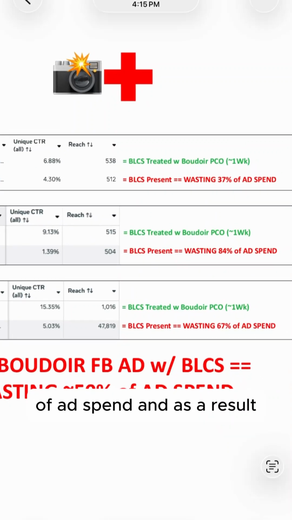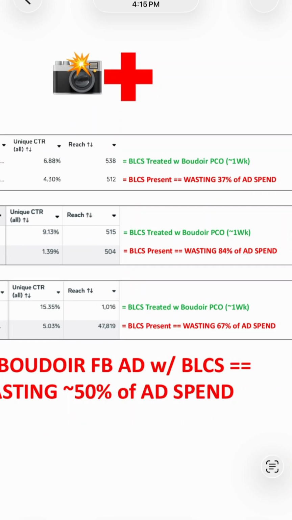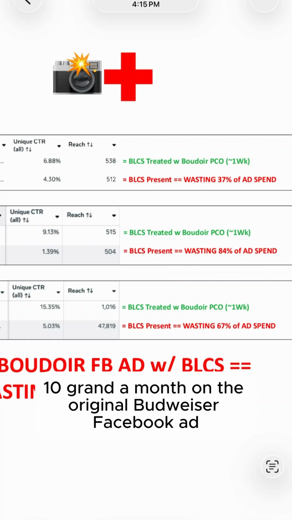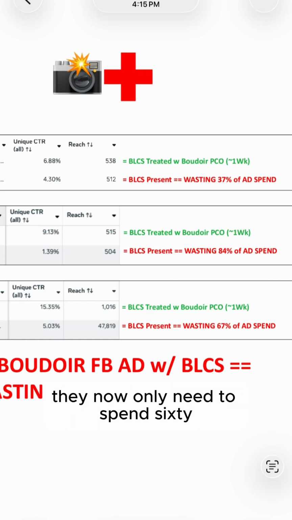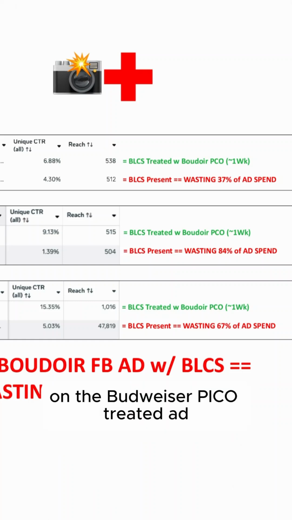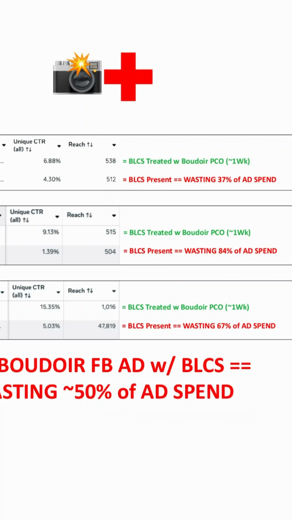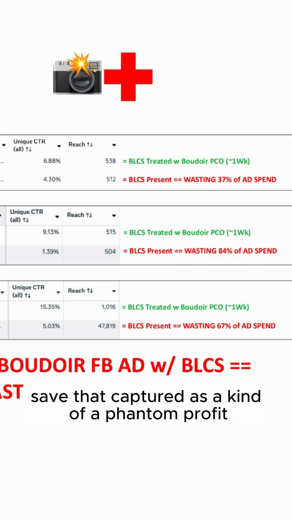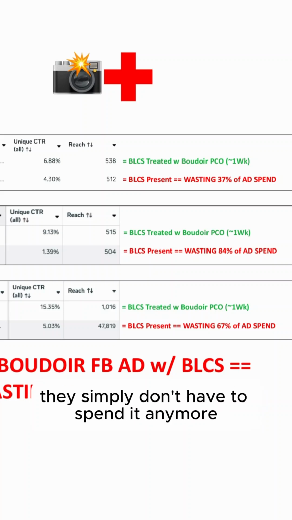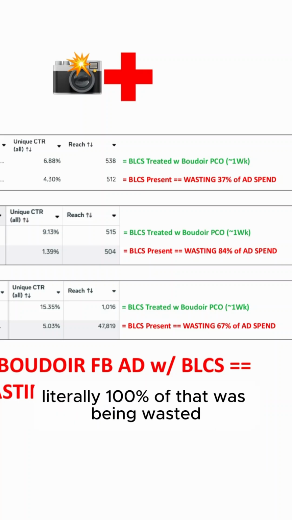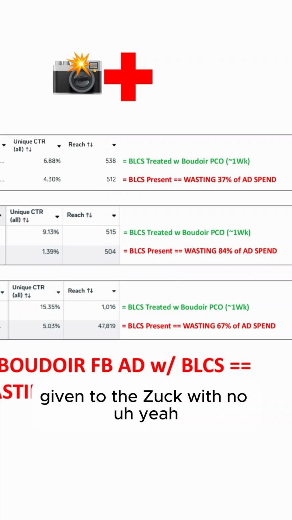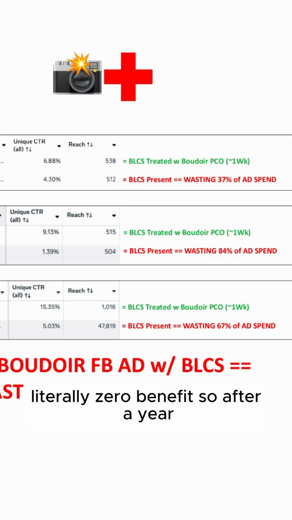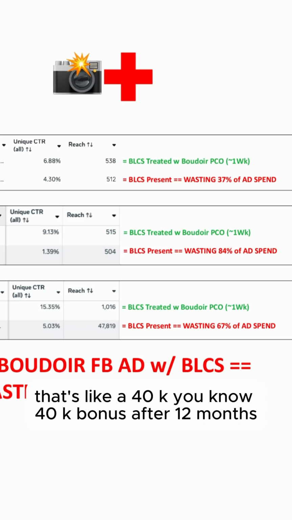And as a result, if you're spending 10 grand a month on the original Boudoir Facebook ad, you now only need to spend 6,300 bucks a month on the Boudoir PCO treated ad to get it into the same number of women's brains. So 3,700 bucks a month no longer needs to be spent. They can save that, capture it as a kind of phantom profit. I mean, they don't have to do anything. They simply don't have to spend it anymore, because literally 100% of that was being wasted, given to the Zuck with no benefit whatsoever, literally zero benefit. So after a year, that's like a 40K bonus after 12 months.